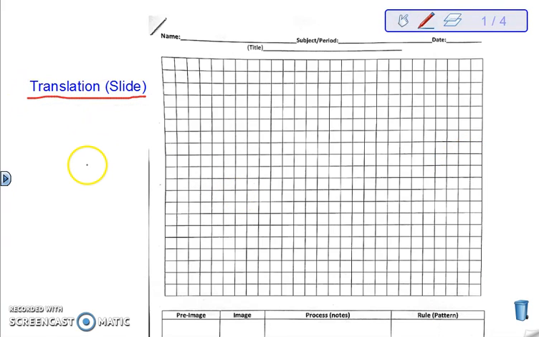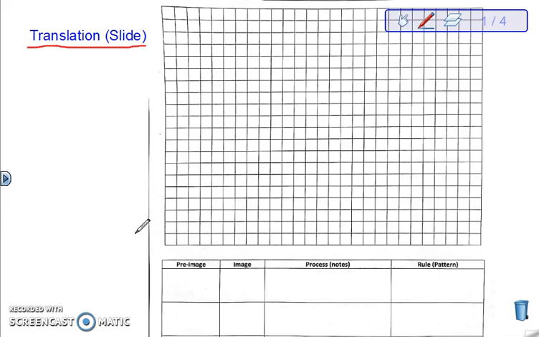A translation literally means to take a shape and slide it around the graph so that we have the same basic figure but in a different location. In order to do a transformation, we need some sort of starting figure. So I'm going to need some sort of shape on the graph to use as my basis.